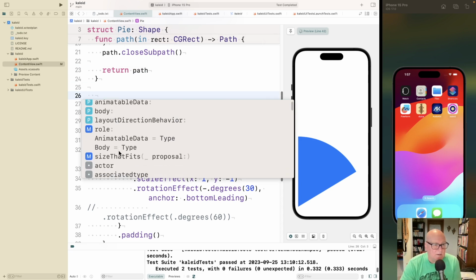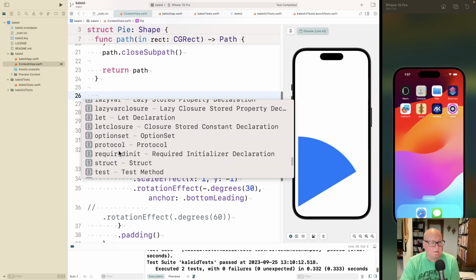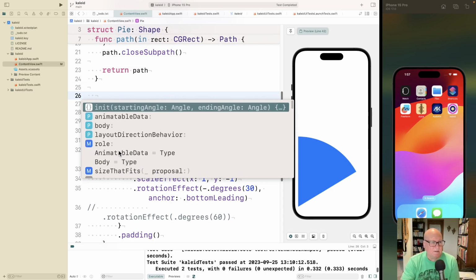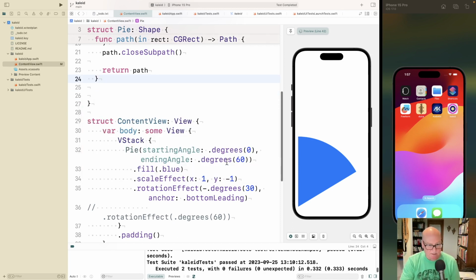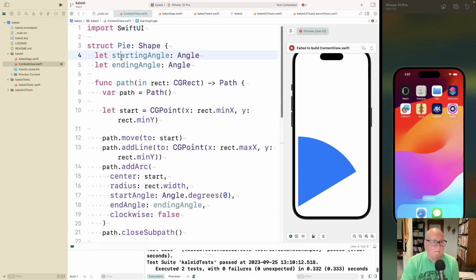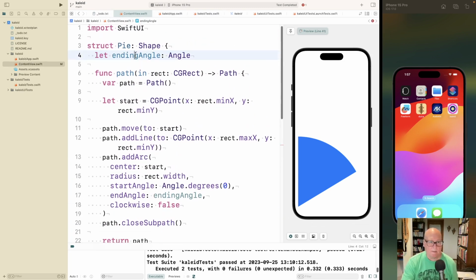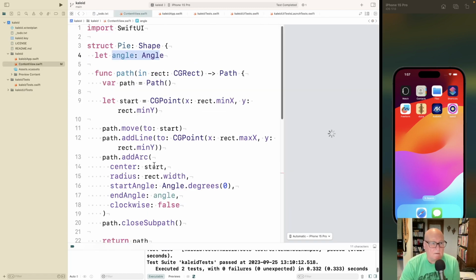Init body. Those don't sound like... I don't have a lot of options here. Well, let me simplify what I can here. I don't need this starting angle. I can just call it angle. Okay.